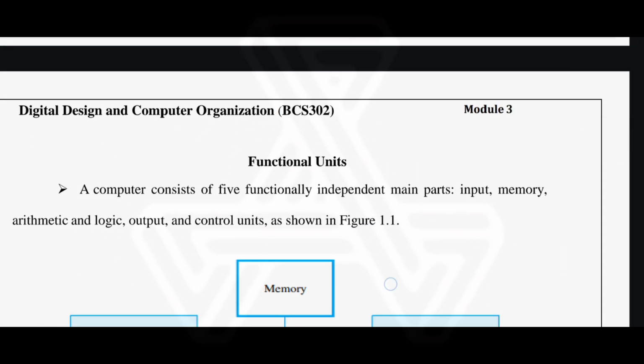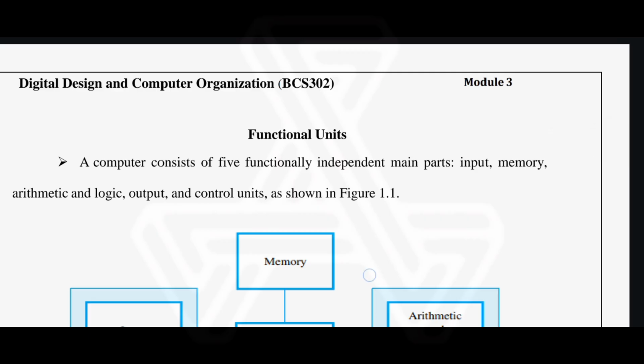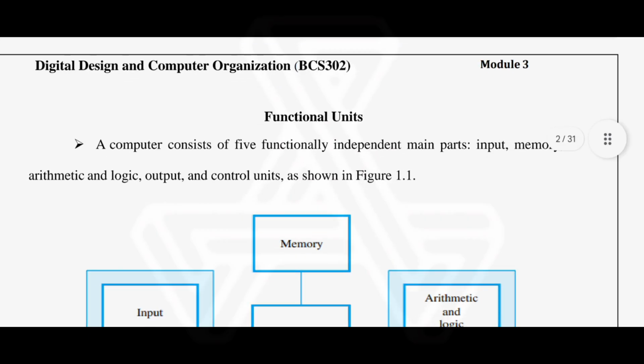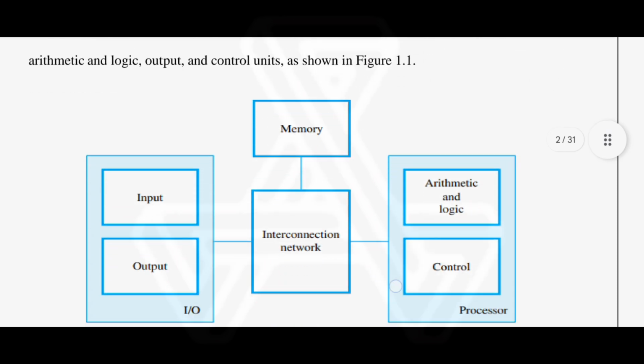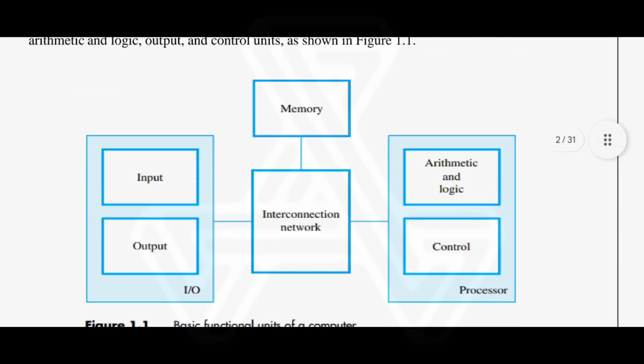Functional units. A computer consists of five functionally independent main parts: input, memory, arithmetic and logic unit, output, and control units, as shown in the figure. Memory, input, output, interconnection network, arithmetic and logic, control.